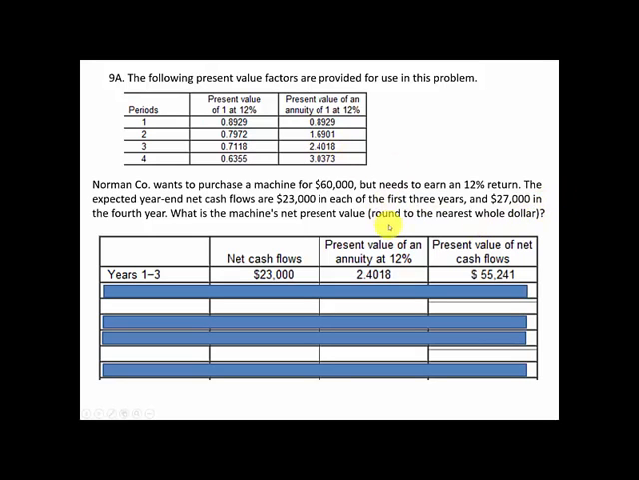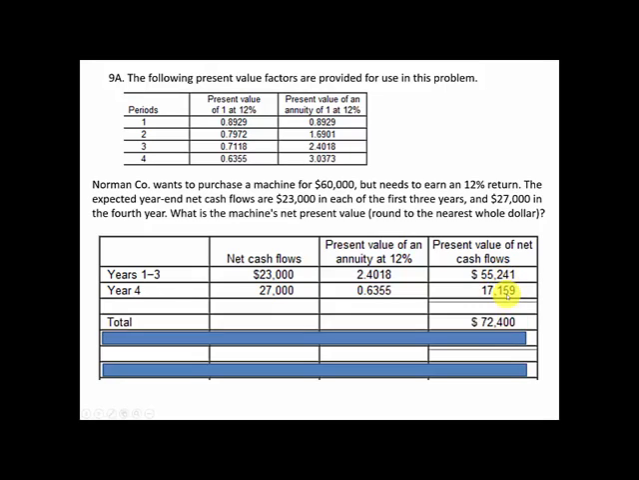which means the present value of those first 3 years of cash flow will be $55,241. Now the 4th year, since it's not even, we have to do that individually based on the present value of an amount, not a series of equal payments, but one single amount. So we're going to discount that $27,000 at 12% for 4 periods, going from year 4 all the way back to time 0, which will be a table value of 0.6355. So that means that $27,000 in today's dollars is worth $17,159.